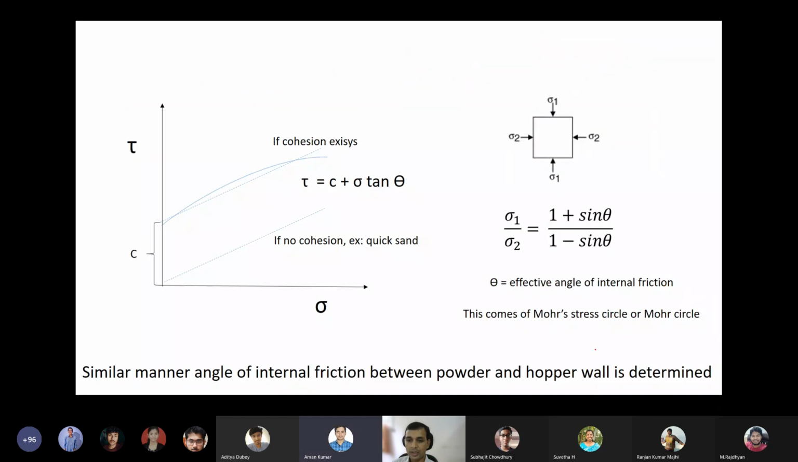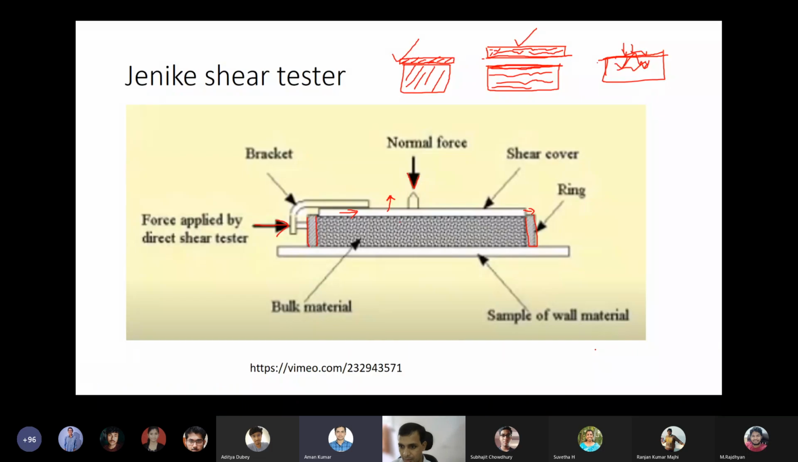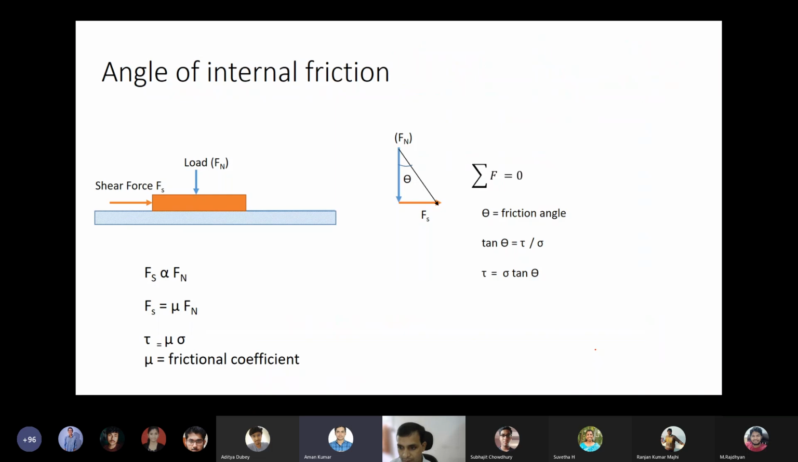Sir, can you go to the last slide? Sir, one more. Sir, here is tan theta equal to mu? Yes, correct. Tan theta equals mu. That is correct. Okay. Tan inverse mu is theta.